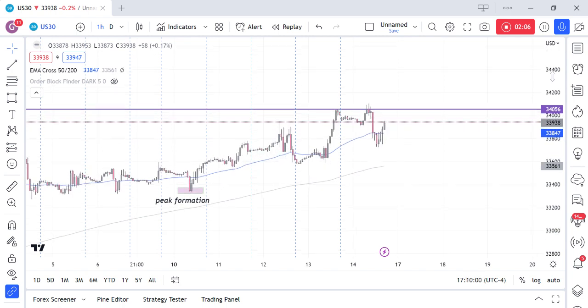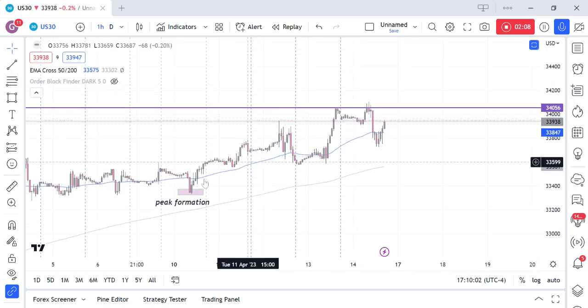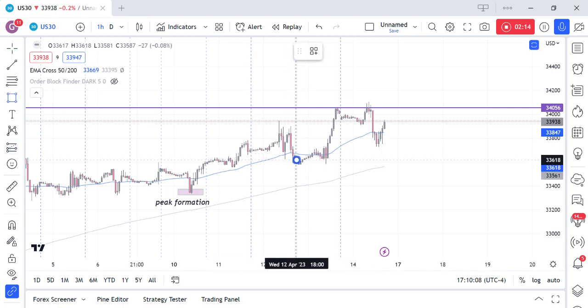So you have the peak formation. The trade I took was here on Thursday. You want to take the most high probability setups. This is the trade I took on Thursday.